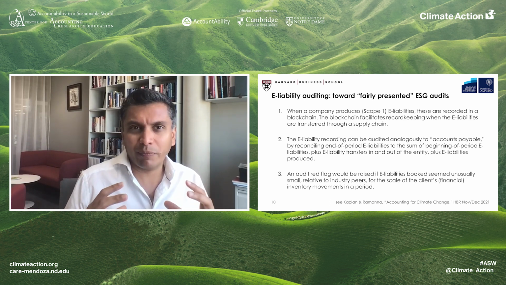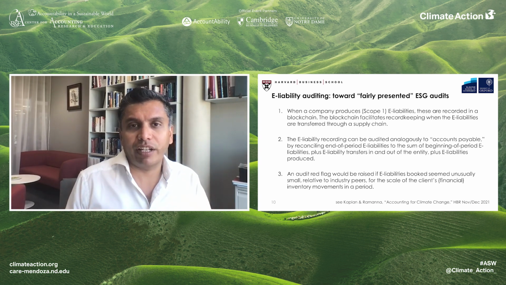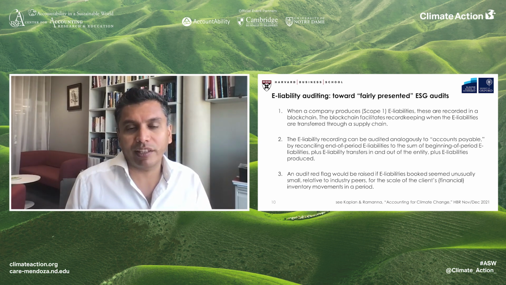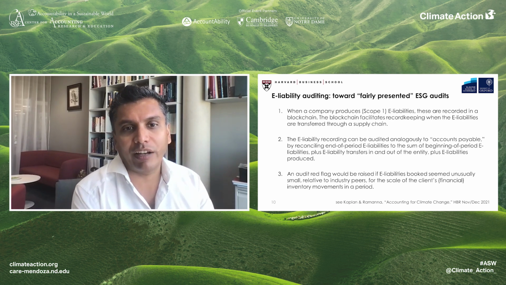The part that will require a special kind of verification is the e-liabilities generated from so-called scope 1 activities, because these are direct emissions generated by the company at its own site. And if the company has a particularly innovative production technology, for instance, it's able to reduce the emissions to produce a widget relative to everybody else in the industry, then the auditor should go in and audit that scope 1 process. Likewise, if the company is claiming offsets from its production process because it says it's planted a lot of trees, the auditor can go in and audit that. But that audit process will look very similar to the kind of audit you see on accounts payable.